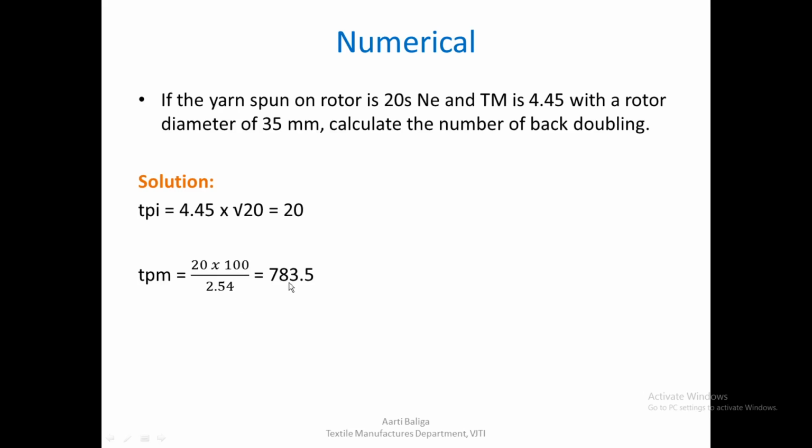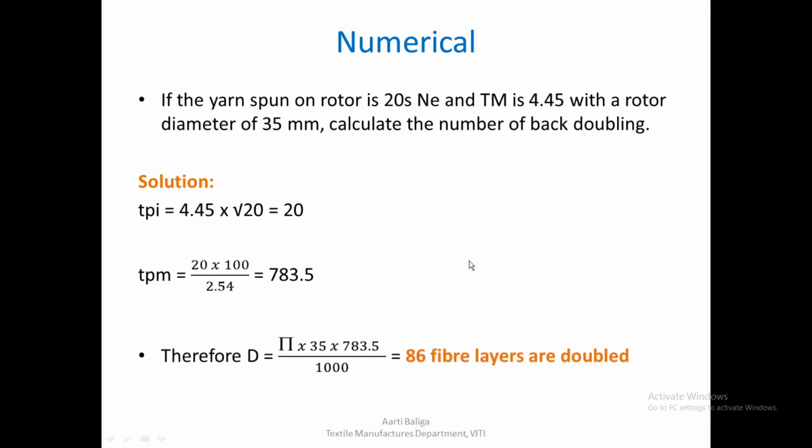We get 783.5. So therefore, D we can calculate as pi into diameter of the rotor, which is 35 here, into TPM, which we have just calculated, divided by 1000. So we get 85 fiber layers. That means 85 layers of each of around 5 fibers in a particular layer. So many layers will be laid one on top of the other before the yarn is made and pulled out.